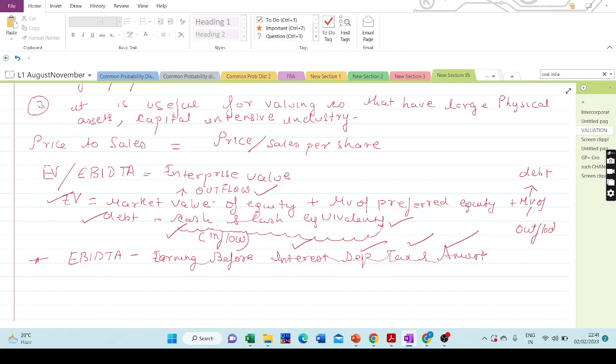Now come to the ratio EV by EBITDA. What does this ratio signify? Guys, again, the logic is very simple. How much an acquirer is willing to pay for every dollar of EBITDA. Your EV by EBITDA reflects how much an acquirer is willing to pay for every dollar of EBITDA.